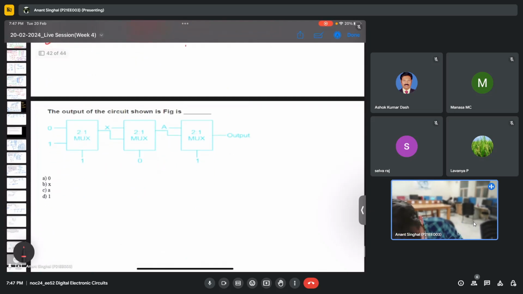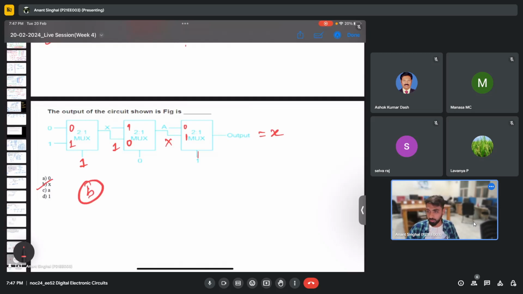So output of the circuit shown in the figure is, so we have a 1 here. So we will have a 1 1. So 0 times, yeah, 1 here, and then we have a 0 here. So here we have a 1 0. So here we will have a x. Since we have a 1, so we'll have a 0 1. Put as x. Is this question clear, have you understood this?